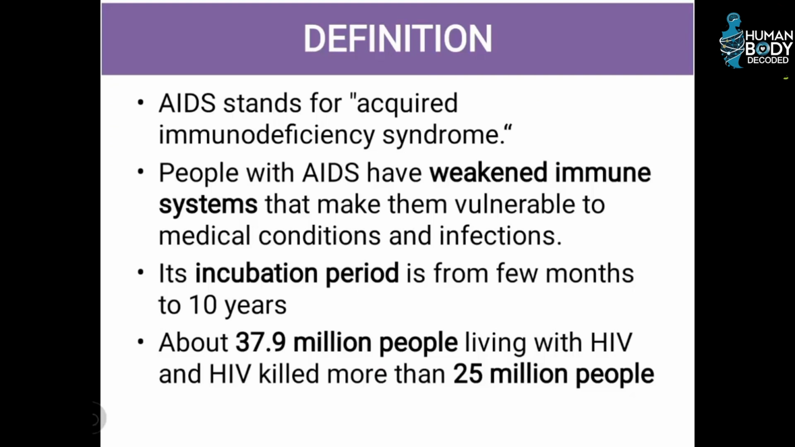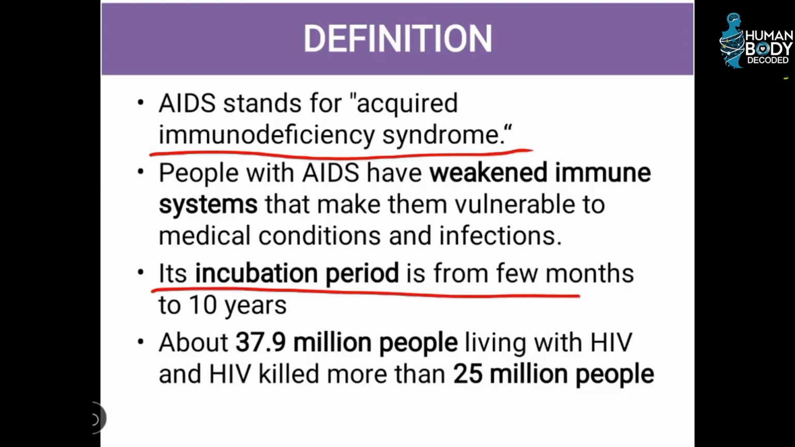Let's read its definition. First, let me tell you the full form of AIDS. It is acquired immunodeficiency syndrome. Whoever gets AIDS, their immune system becomes very weak. It becomes so weak that they get not only one disease, but many diseases. Why is this? Because their immune system is weak. If any infected organism enters, their body cannot fight against it. Due to this, they get many diseases. That's why we call it a syndrome, not a disease.